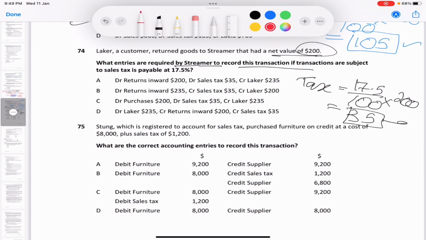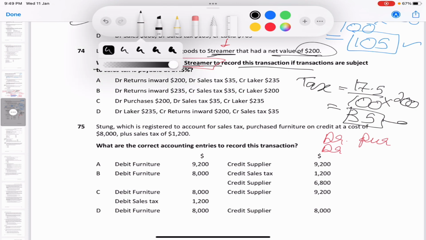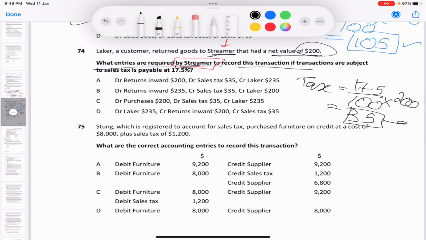Let's read the question. So what entries are made by Steamer? Steamer is the seller. So you can recall the entries and it's very simple. I'm not going to get into the detail. So what will the journal entry be? When I had initially made the sale, what happened? Debit purchase, debit sales tax. I'm sorry. We have to record it from whose perspective? Return to Steamer. What entries are required by Steamer? So Steamer is the seller. Fine. So we have to write it on the basis of the seller.